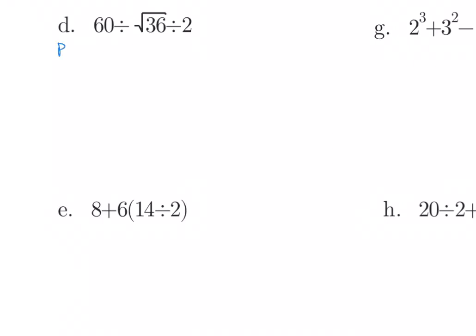So again, do we have parentheses? No, we don't. Do we have anything that counts as exponents? Yes, we do. It's not an exponent, it's a square root, but that still counts under our exponent step. So we want to go ahead and evaluate the square root. What times itself is equal to 36? We should get 6.